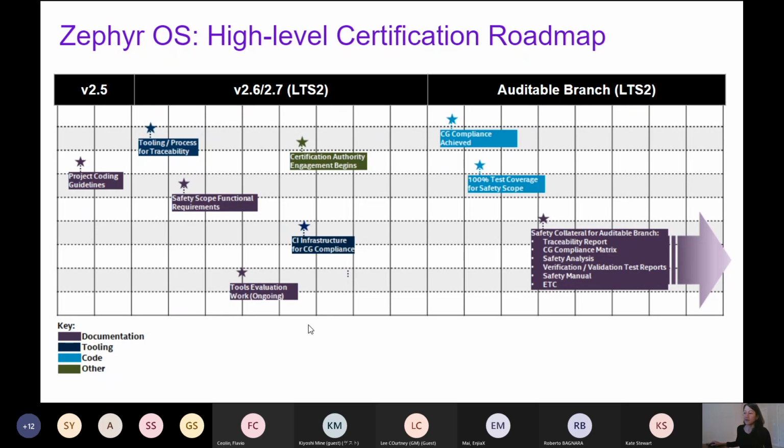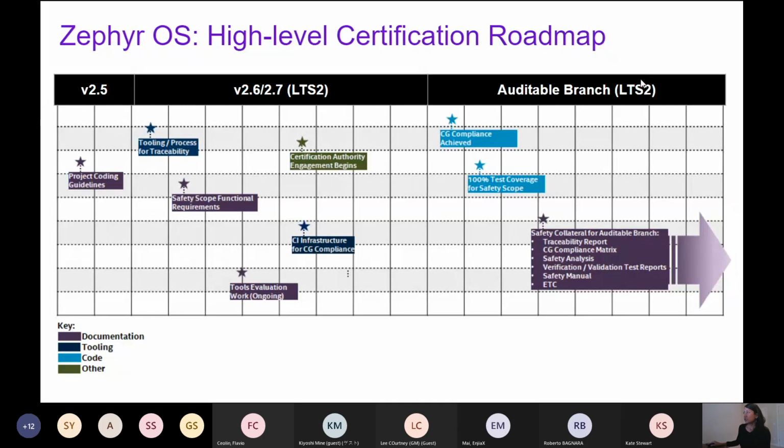We've started work on all of our tools evaluation. All of the software tools used in our development need to be classified, and then some of those will need to have some qualification or validation work done. And so we're starting the initial steps there to get the tools work done.